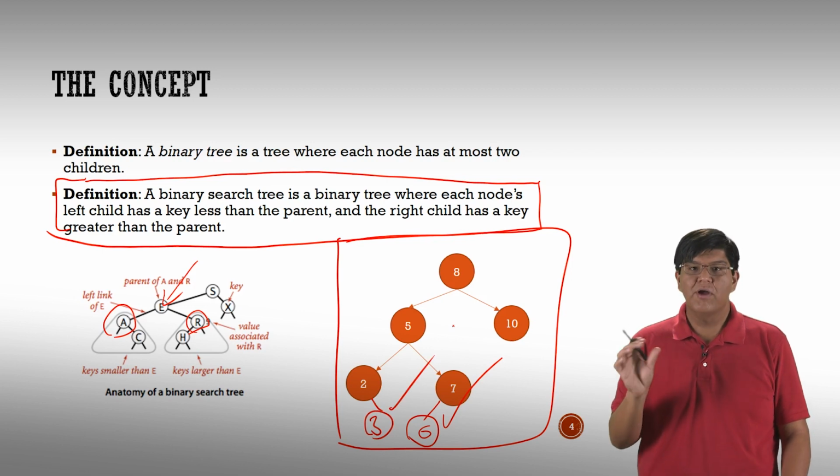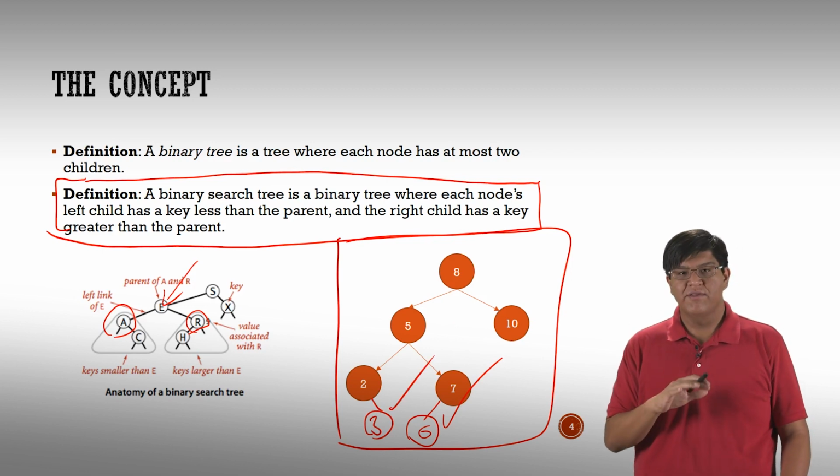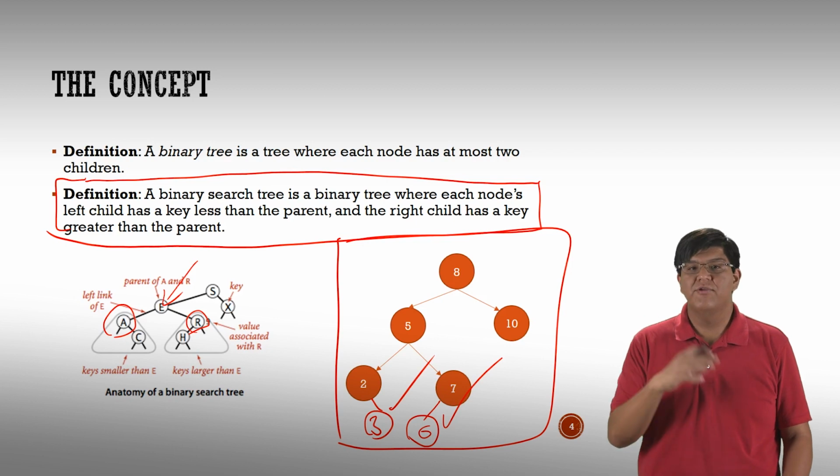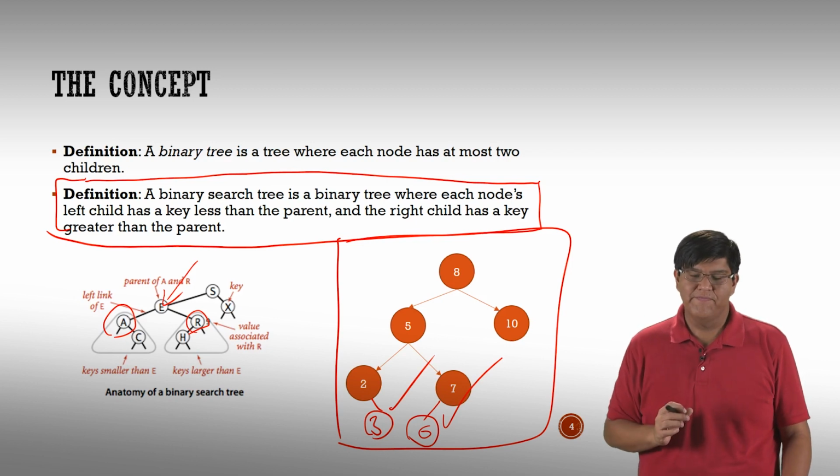So that rule enforces where we can put elements. Elements have to go at a certain position. I can't just arbitrarily add them to the tree. I have to follow a certain ordering.